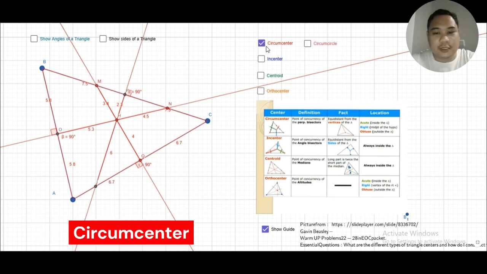What is the circumcenter? It is the point of concurrency of the perpendicular bisectors. Once you say perpendicular, we have here the 90 degrees, and it bisects each segment into two. Notice here that we have equal segments, and then we draw a line, and the point of concurrency of these lines is the circumcenter.